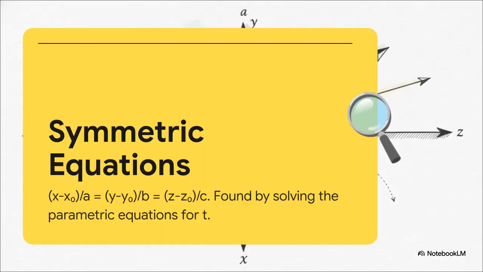And our third tool is the symmetric equations. Now I know, this one looks a little weird at first glance, but there's no magic here. If you take each of those parametric equations we just saw and solve for t, you get t equals x minus x sub 0 over a, and t also equals y minus y sub 0 over b, and so on. Since t has to be the same for all of them, we can just set them all equal to each other. And boom, you've got the symmetric equations.